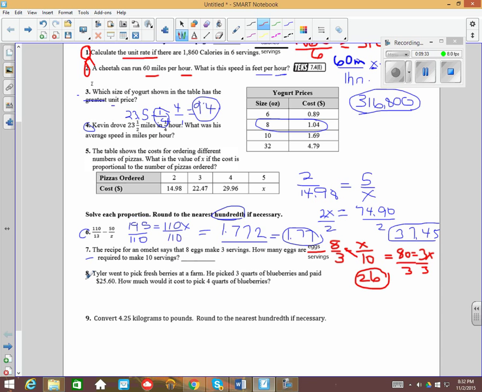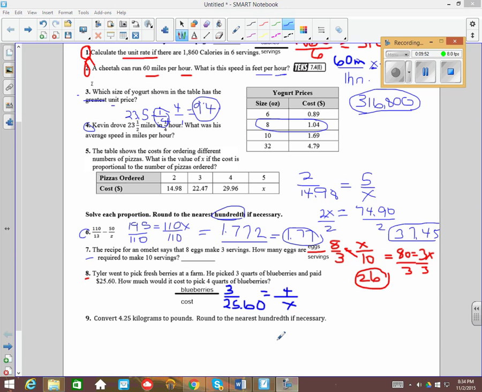Number 8. This is another proportional problem. Tyler went to pick fresh berries at a farm. He picked 3 quarts of blueberries and paid $25.60. How much would it cost to pick 4 quarts of blueberries? Now you have blueberries over cost. So it's 3 quarts costs $25.60, and you want to know how much 4 quarts is going to cost. You compare blueberries with blueberries and cost with cost, so that's why the X is on the bottom.